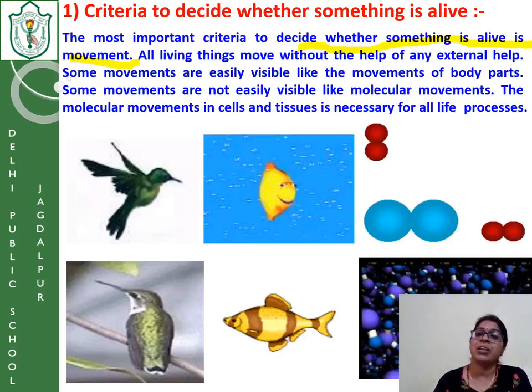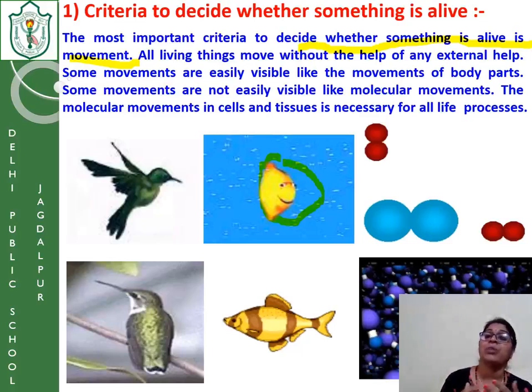Some movements are easily visible, like movement of body parts. You can see in the slide, children, that a bird is flying, a fish is swimming, and the fins are helping the fish to move in the water. So these are external movements. But to show those external movements, there are some internal movements of the cells and tissues also. Like to make the fins flap together, the cells and the tissues present inside the fin contract and relax, so that makes the molecular movement in the cell and the tissues, which is also a kind of movement.